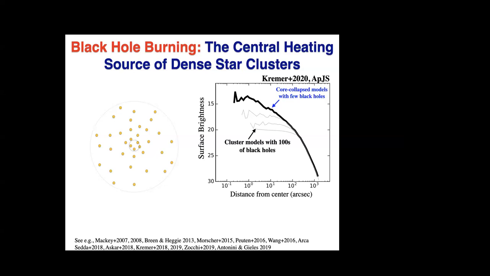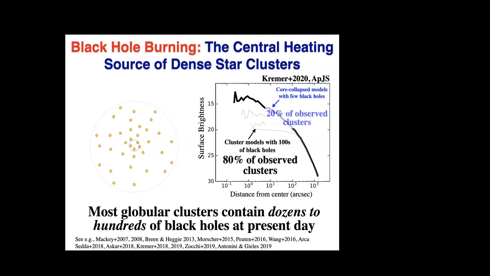So the next question that we can ask, and again, given the fact that most clusters today are not core collapsed, this implies that most clusters still probably have a large population of black holes. So the next question that we want to ask is, what is the main physical feature that determines why some clusters still have a lot of black holes while other clusters don't?